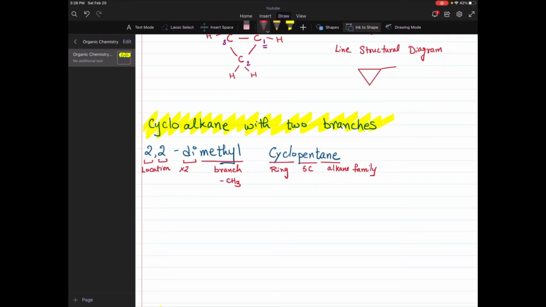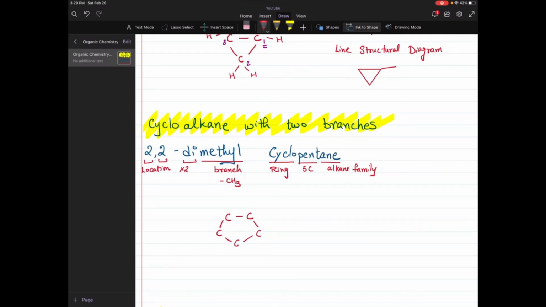So once we have deciphered all the components of the name, let's start with the longest chain, which is 1, 2, oh, it's a ring structure, sorry. Let's draw the ring structure first. 1, 2, 3, 4, 5. So we have a 5 carbon ring, cyclopentane. So we have a cyclopentane on position 2.